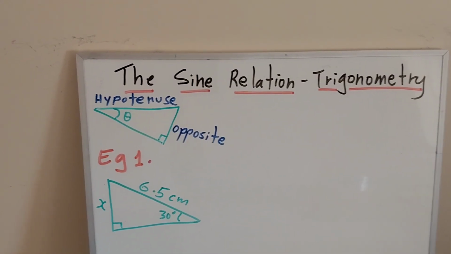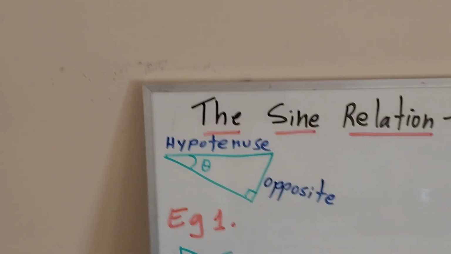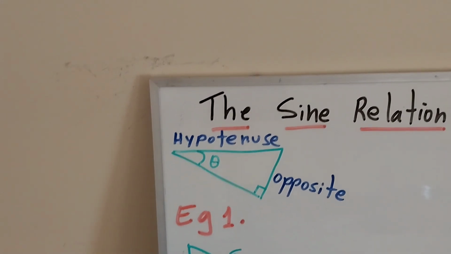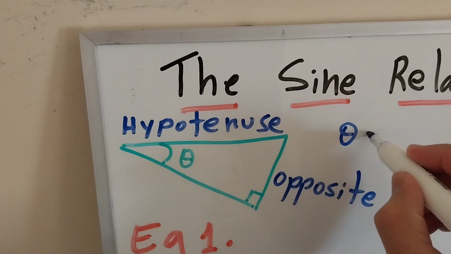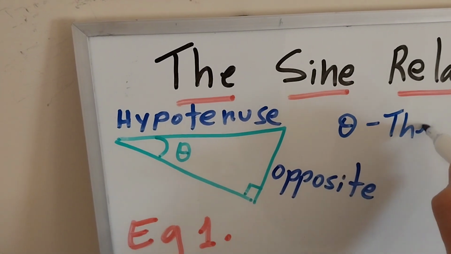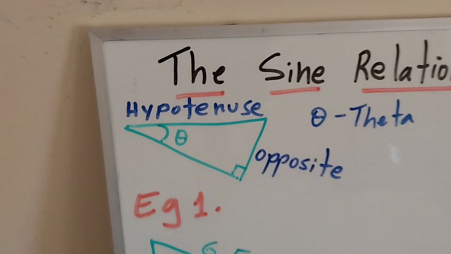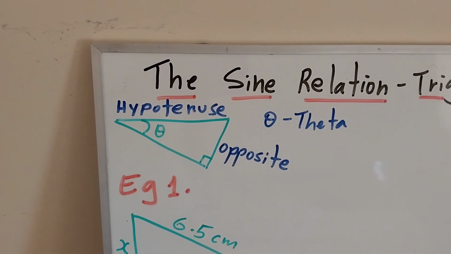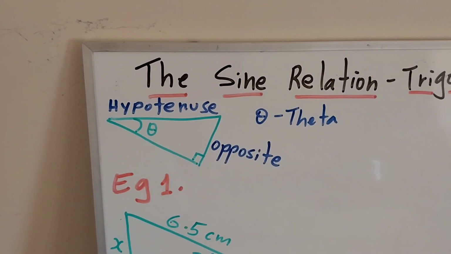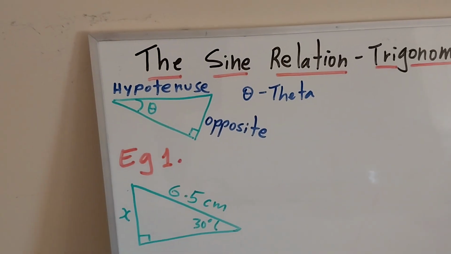how to use a sine relation. Suppose there is a right angle triangle. You're given an angle theta. So that symbol over there is called theta. Just like there's a symbol pi, there's a symbol alpha. So this symbol is called theta, the unknown angle.